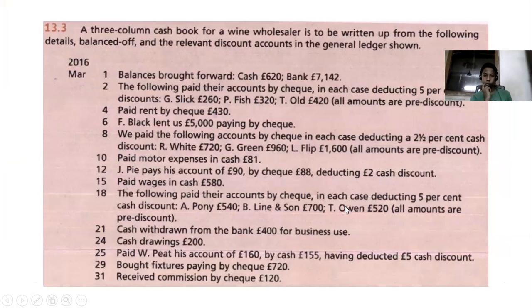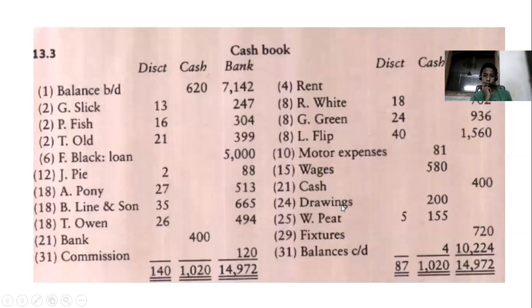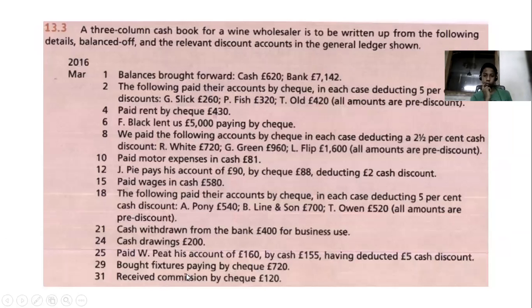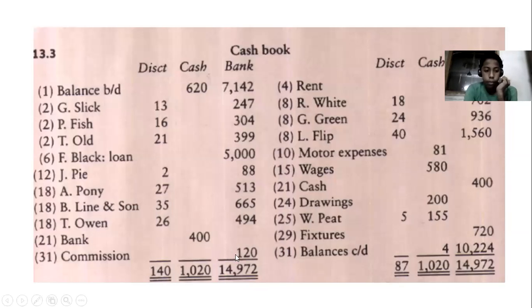Another point is received commission by check. We will write received cash here. Debit side, very good. But which column? Cash column or bank column? Bank column. Very good. You can see here, in the bank column you will write commission.